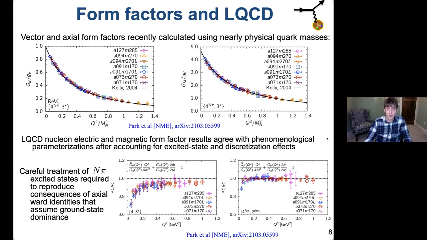And the same group has noticed that a careful treatment of nucleon-pion excited state effects is essential to reproduce consequences of the axial Ward identity, assuming you're in the ground state, that provide a nice test for these sort of excited state issues, and have found that careful analysis is able to get consistency with these relations, but a naive analysis can have order 10% deviations.